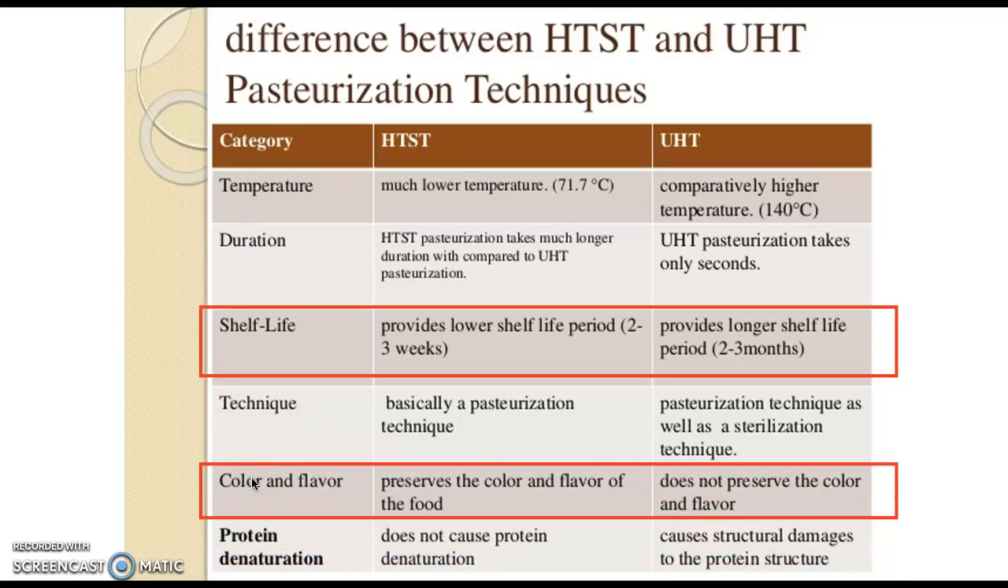Okay. And also, if we look at color and flavor, the HTST milk does preserve more color and flavor. However, the UHT milk does not preserve the color and flavor that much. And if we look at the protein denaturation for HTST, because the temperature is 72 degrees C, most of the protein is still not denatured. But for the UHT, it will cause structural damage to the protein structure, which is called denaturation.